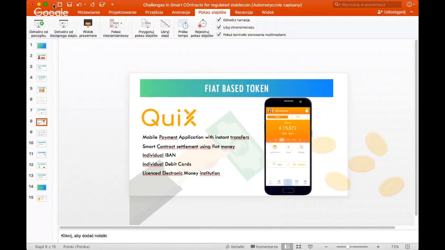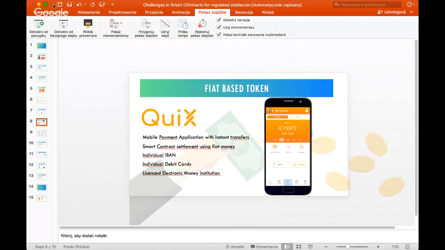So the solution that we are proposing, we call this project fiat-based token, just because you can tell straight away what we are creating, that we are creating a stable coin. But actually what we are doing is we are building a mobile payment application. You can see on the screen, this is the actual mobile application. We already have a prototype.